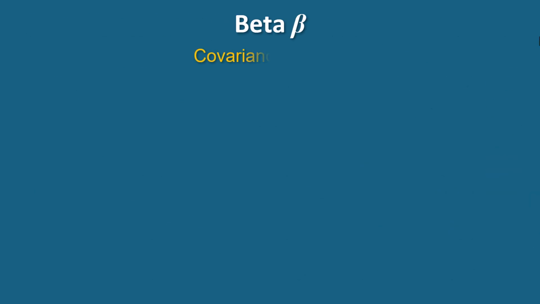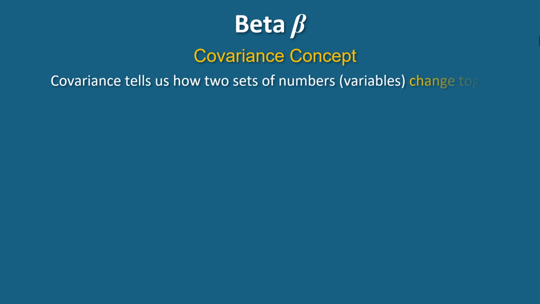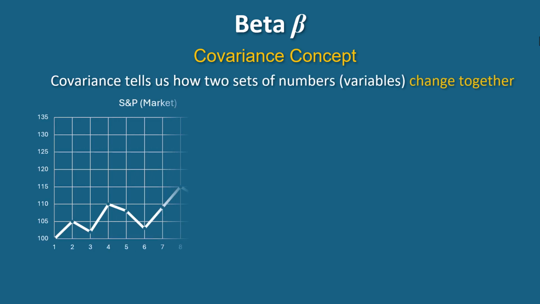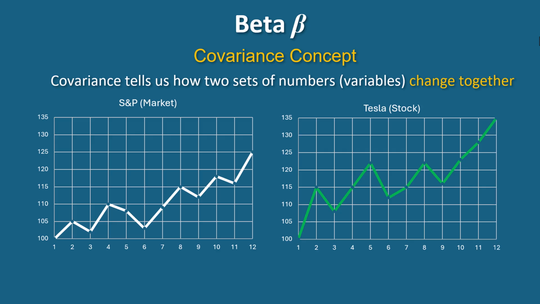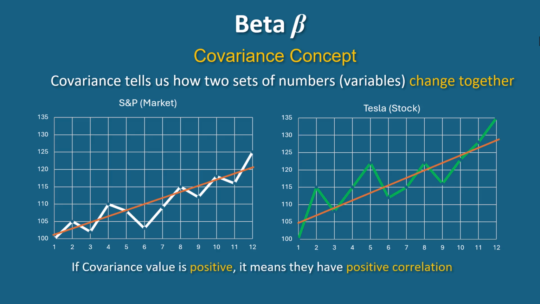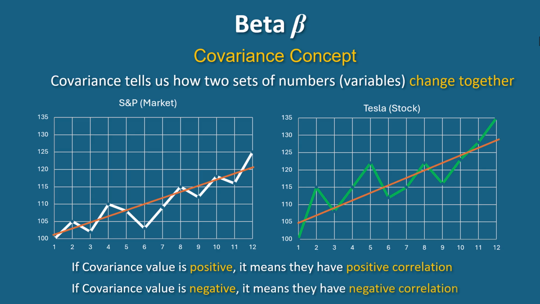Before calculating beta, let's understand what covariance means. Covariance tells us how two sets of numbers change together. In the first graph of the S&P 500, you can see how it moves. In the second graph of Tesla, you can see how it moves. If we draw a regression line on S&P 500, it moves from left to right upward. If we draw a regression line on Tesla, it moves from left to right upward. This means they have a positive correlation. In our example, the covariance is 30.83, which is positive. If the covariance were negative, it would mean they have a negative correlation.